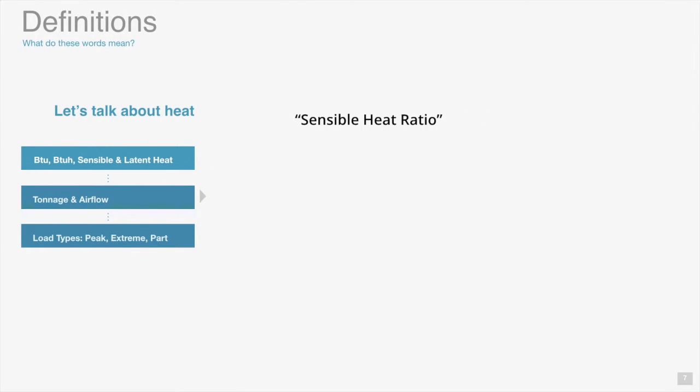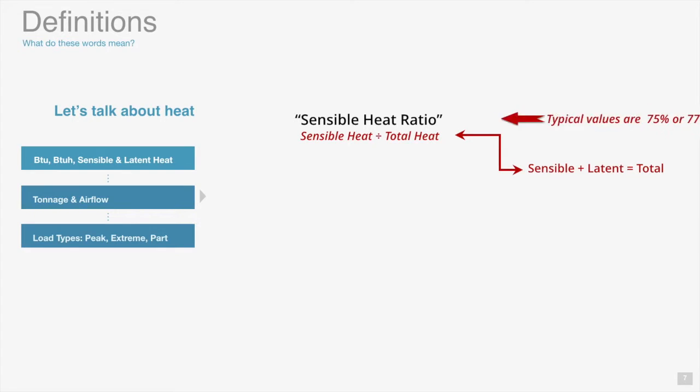So let's talk a little bit about sensible heat ratio. It is the sensible heat divided by the total heat. And as you can probably imagine, the sensible plus latent equals the total. So that's where that comes from. And the typical values for it are somewhere between 75 and 77%. Those are usually what's used in load calculation software and as standard industry rules of thumb and typical values.